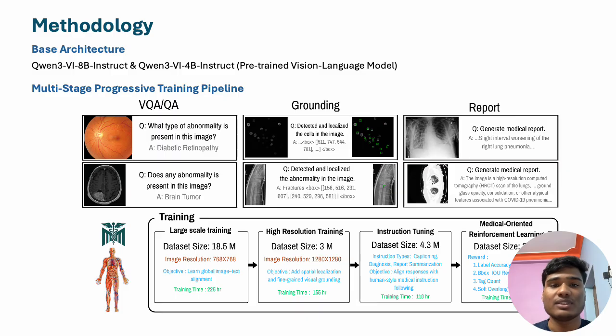MedMO is built on Qwen3-VL 4B and 8B Instruct. The training follows a multi-stage progressive pipeline. The idea is to first build a strong general medical vision-language understanding, then improve high-resolution localization, then align the model with medical instructions, and finally improve report generation. These staged approaches help the model learn both semantic understanding and spatial grounding in a structured way.